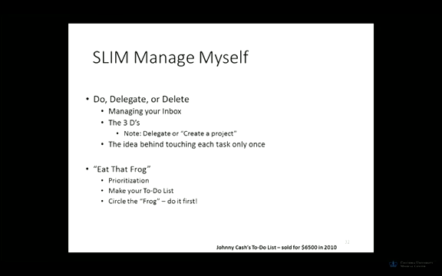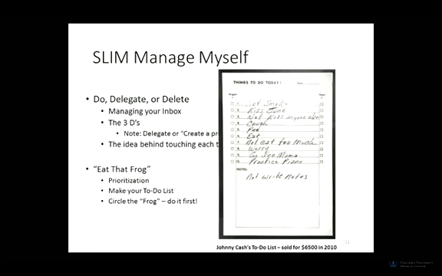And how do you prioritize? This is a famous statement, eat the frog. The frog is the thing you don't want to do, so you eat it first. You make a to-do list, find the thing you least want to do, and just do that one. So I'm going to show you a very interesting to-do list.